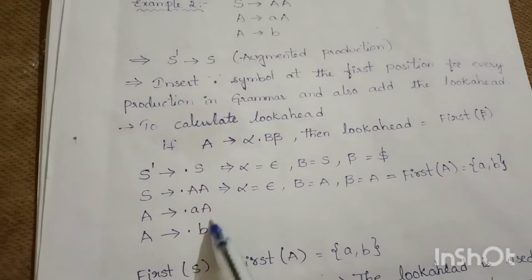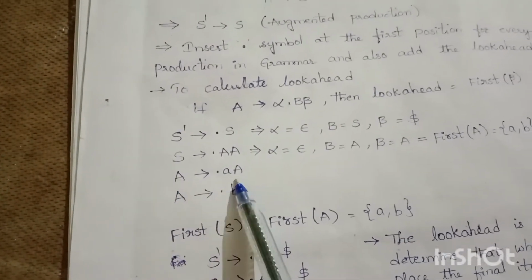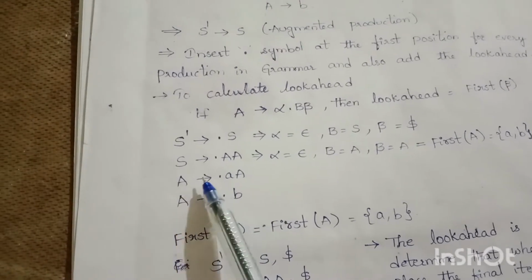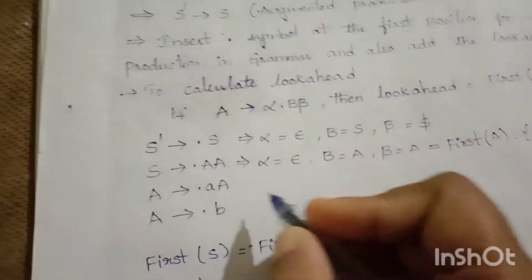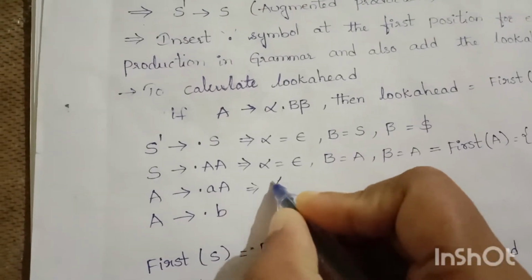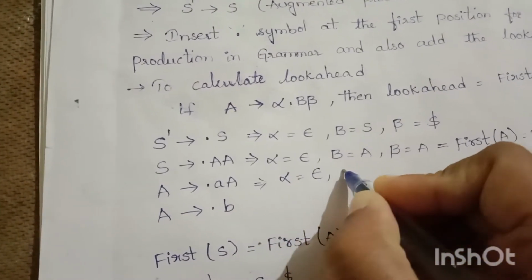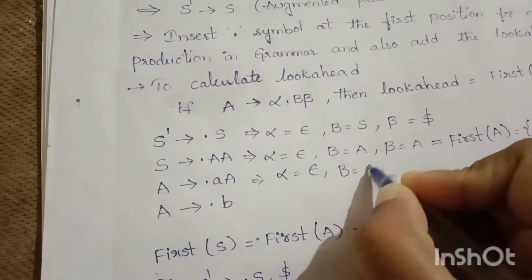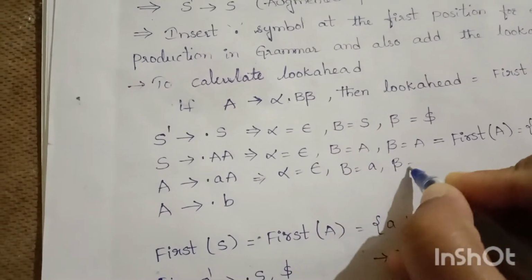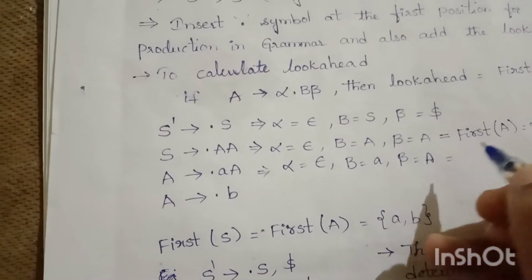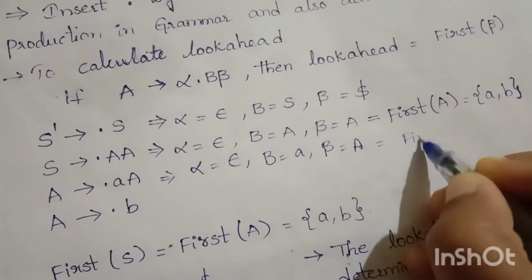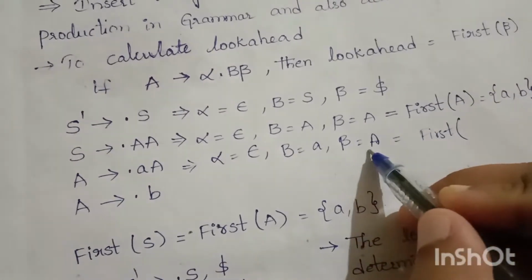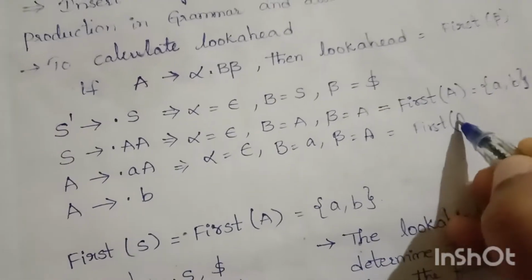In the same way you need to consider all of these. For example, consider S tends to dot AA. It is in the form of A tends to alpha dot B beta. Here alpha is equal to epsilon, B is equal to A, and beta is equal to capital A. Then look ahead is nothing but first of beta. In beta what do we have here? A. So first of A.